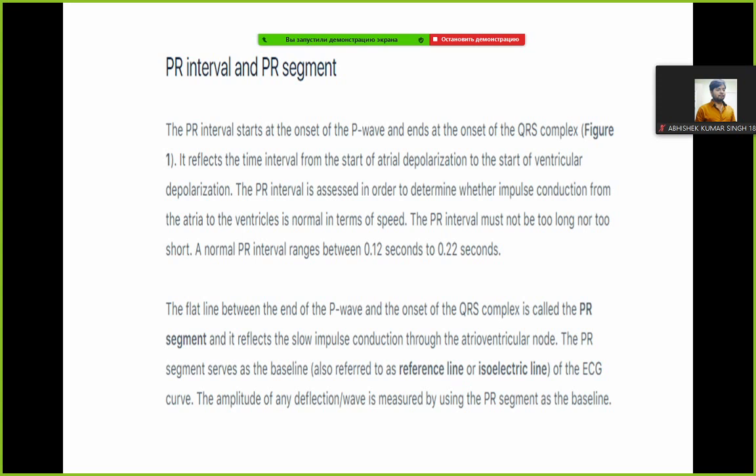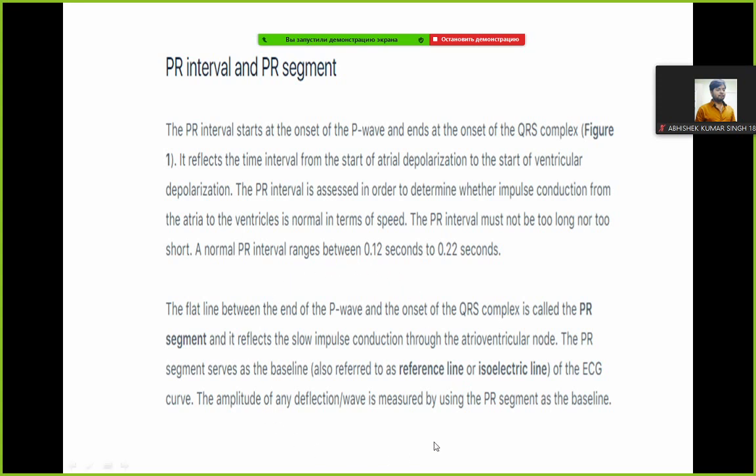The flat line between the end of the P wave and the onset of the QRS complex is called the PR segment, and it reflects the slow impulse conduction through the atrioventricular node. The PR segment serves as the baseline, also referred to as the reference line or isoelectric line of the ECG curve. The amplitude of any deflections and waves is measured by using the PR segment as the baseline.